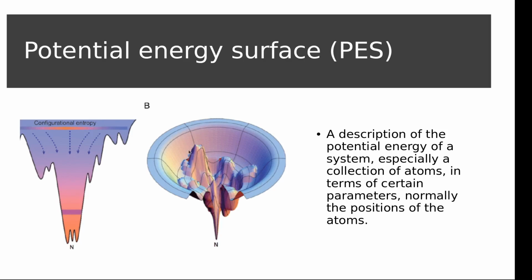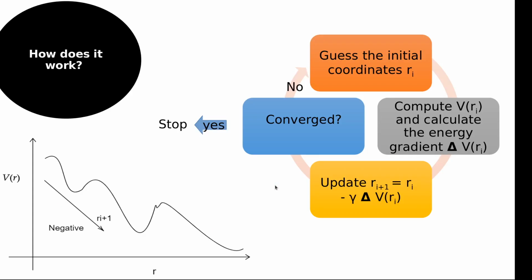Okay, so proteins are going to be somehow in this way, and we're going to sample some calculations here and here, folding and unfolding simulation and so on. So this is called the potential energy surface, and why is it important in computational chemistry? How does it work? It's very simple. It's just a kind of cycle.